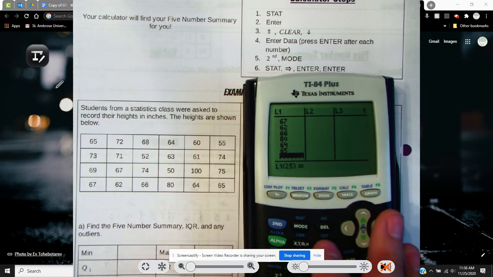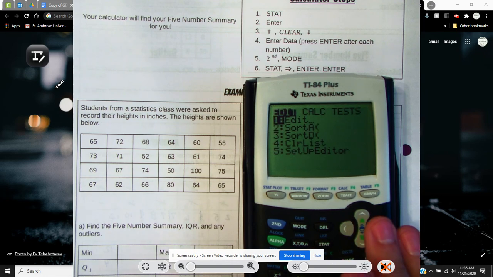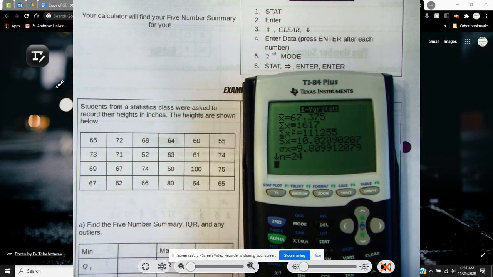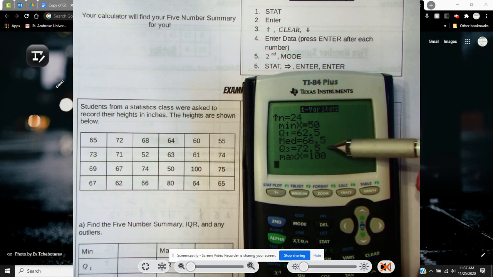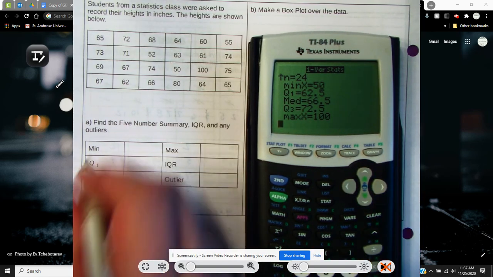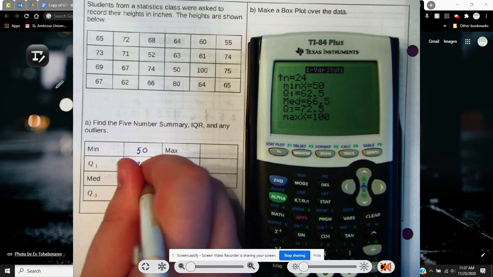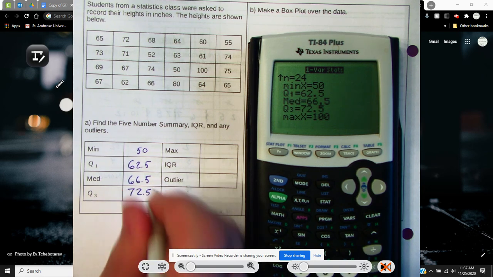Next it says hit second and then mode. I'm going to go to stat, go over, hit enter. I want to calculate. And here's my entire list, just like how we did in the previous sections. If I scroll down, I notice it says minimum, Q1, median, Q3, and max. So I can actually copy these numbers into my table. It says my minimum is 50, my Q1 is 62.5, median is 66.5, Q3 is 72.5, my maximum is 100.